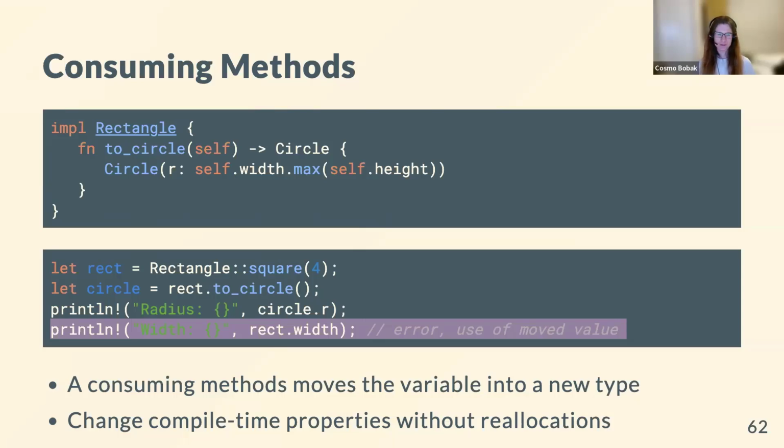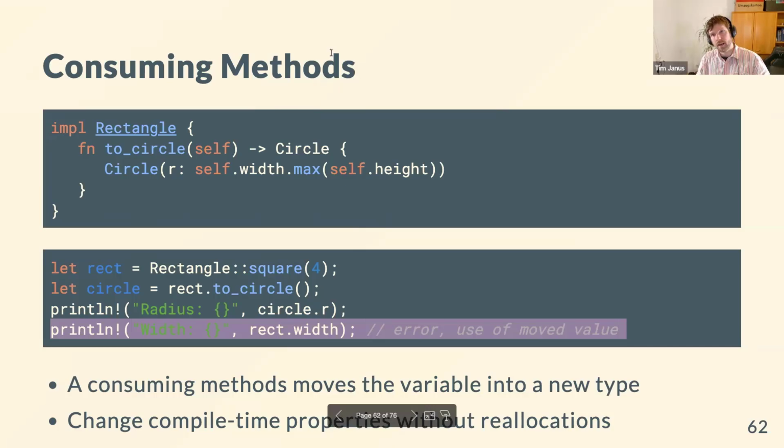If so, in toCircle, as self comes in, the rectangle is dropped at the end of toCircle. What you often see is the heap elements, like when this would contain a Vec, you would move the Vec into the other type and then keep this memory alive.